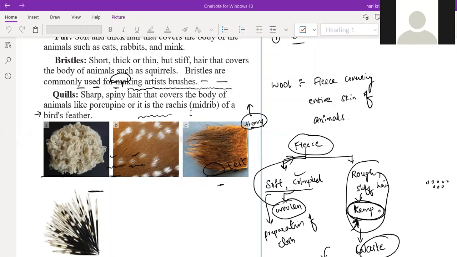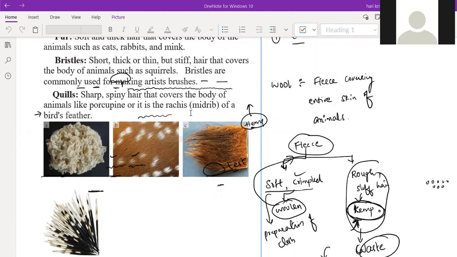Okay, but broomstick, it is obtained from plant products, not from animals, right? Just as an example, whatever we get for a broomstick is a thin stem of the plants only. And the last one is the quills.